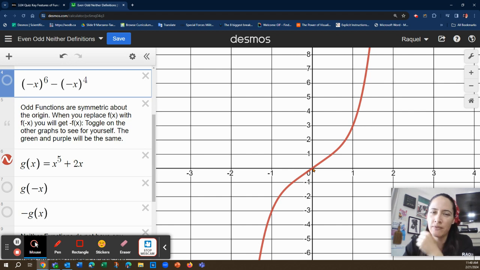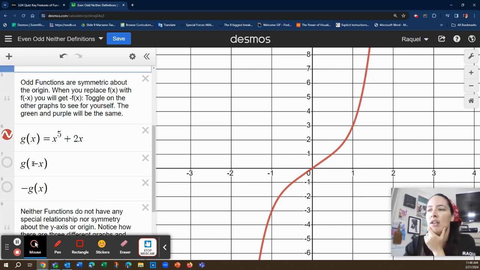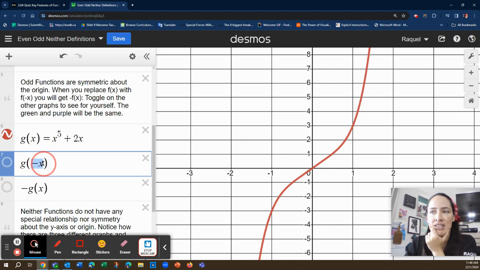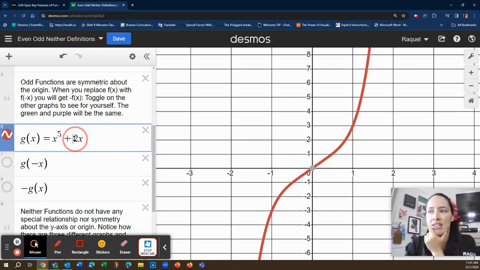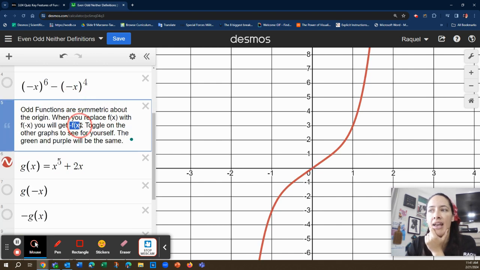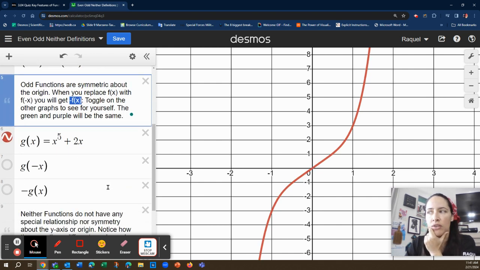I'm sure there's a formal definition that I could explain better, but again, it confused me. So this is a great way algebraically and using technology to check it for ourselves. When we substitute negative x in for everywhere we see x, it's an odd function if we get negative f of x. And I'll show you that algebraically in a second.